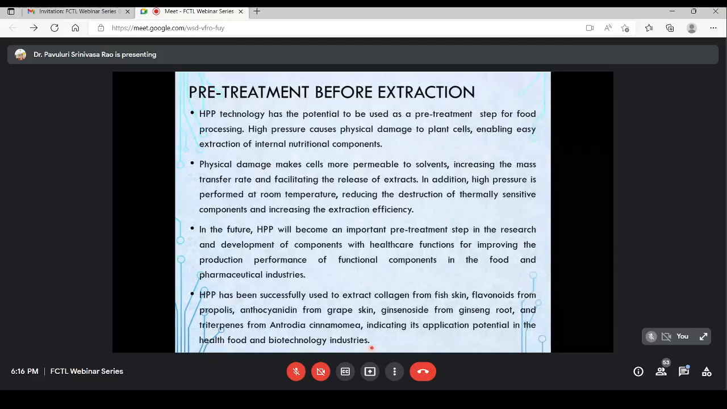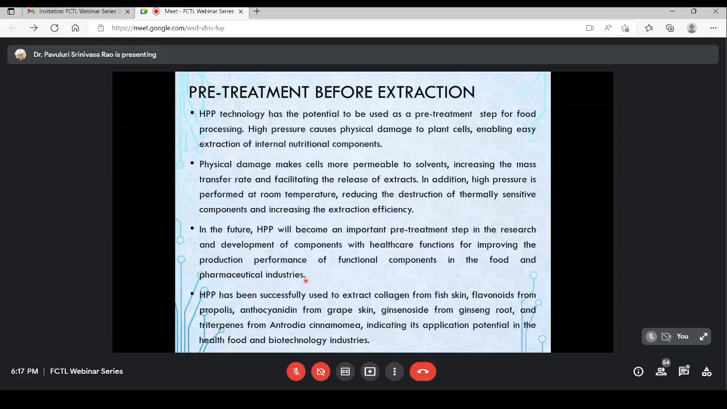Now another application which I already mentioned is the pre-treatment before extraction. So this HPP treatment can modify the permeation of the cell. That way the mass transfer can be enhanced, so the release of extracts is much higher and of course with a good quality. So this pre-treatment before extraction is considered as one of the potential applications in the current scenario. In the future, HPP will become an important pre-treatment step in the research and development of components with healthcare functions for improving the production performance of the functional components in the food and pharmaceutical industry.